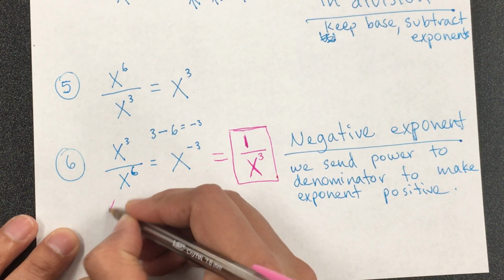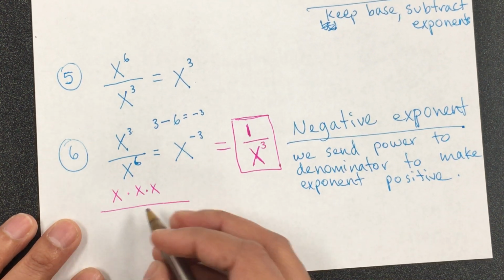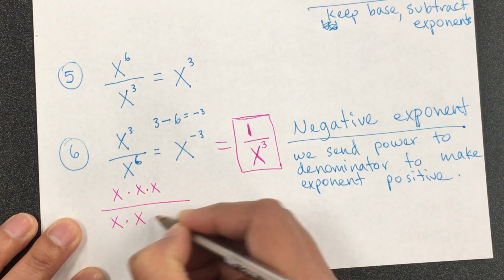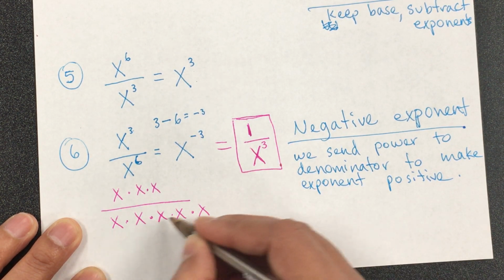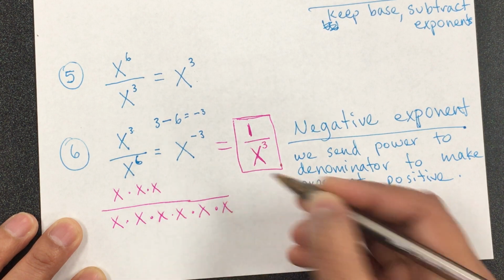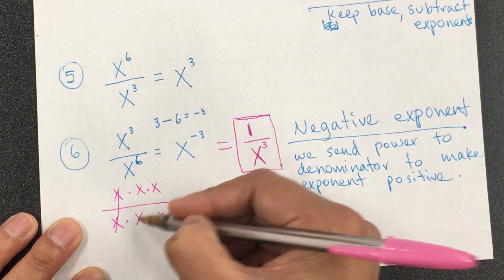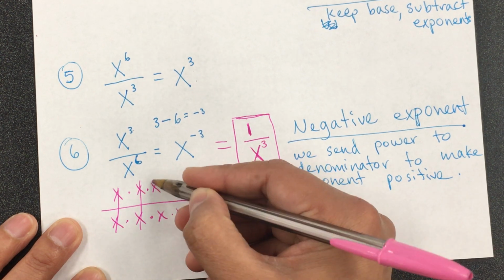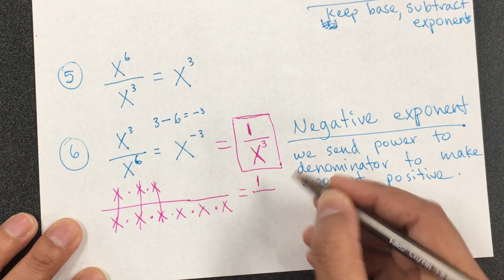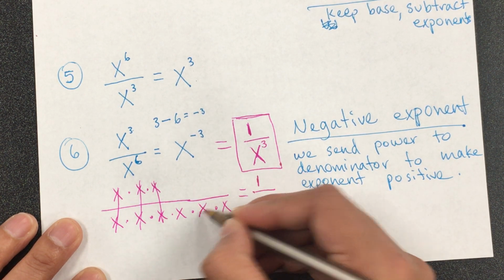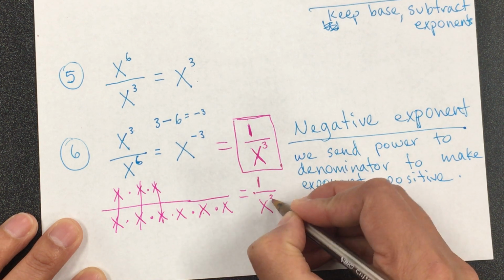So in expanded form, it will be x times x times x over x times x times x times x times x times one more. x divided by x is 1, x divided by x is 1, x divided by x is 1, and so I put 1 in the numerator. And what do I have in the denominator? I have x to the 1, 2, 3, to the third power.